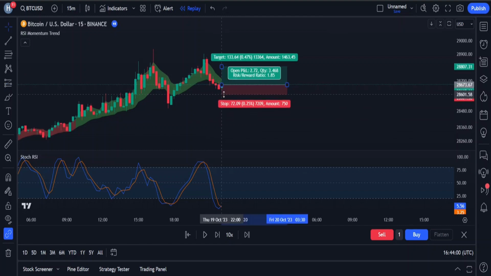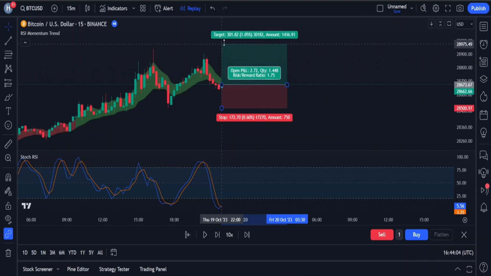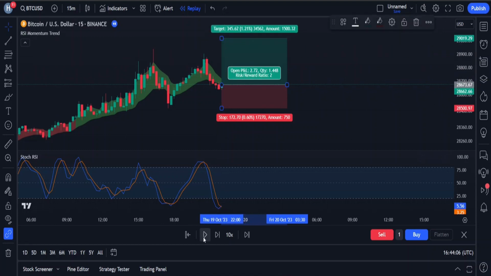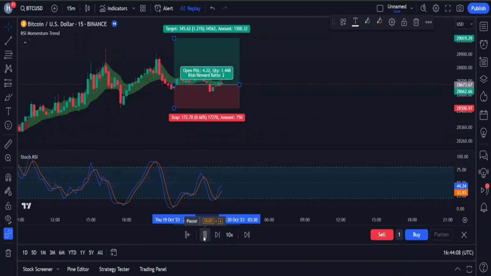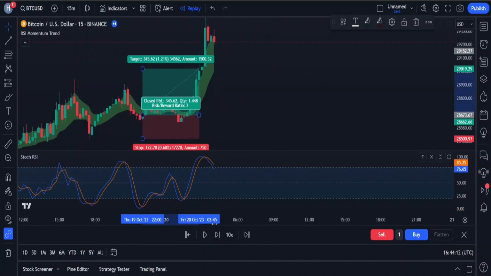Our stop loss will be set below the previous swing low, and we will set our take profit target at a risk to reward ratio of 2%. Now let's see if the price will hit our take profit target or not. As you can see, this was a successful buy trade.